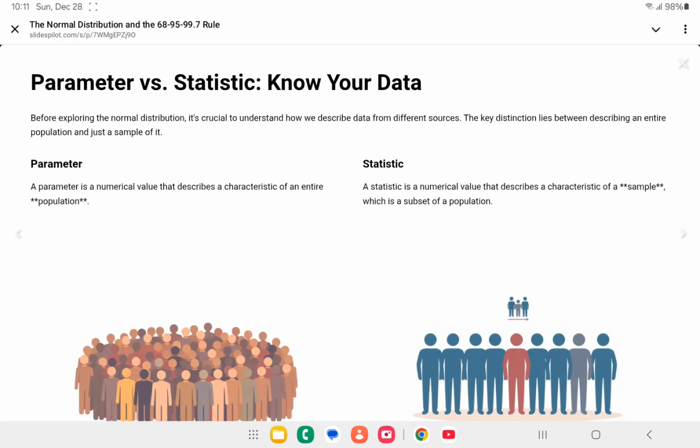a statistic. A parameter is a number that describes the data from a population, whereas a statistic is a number that describes the data from a sample. Examples of parameters and statistics are the mean and standard deviation.